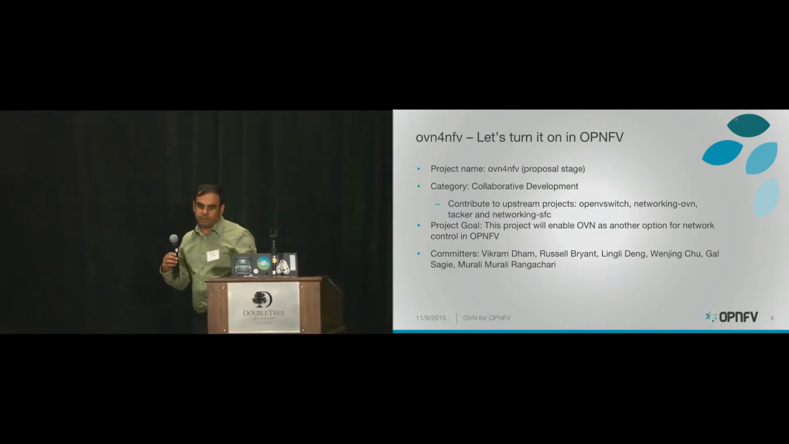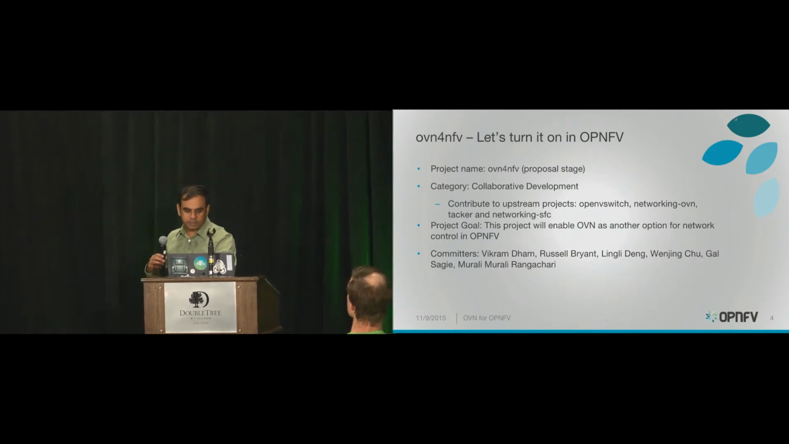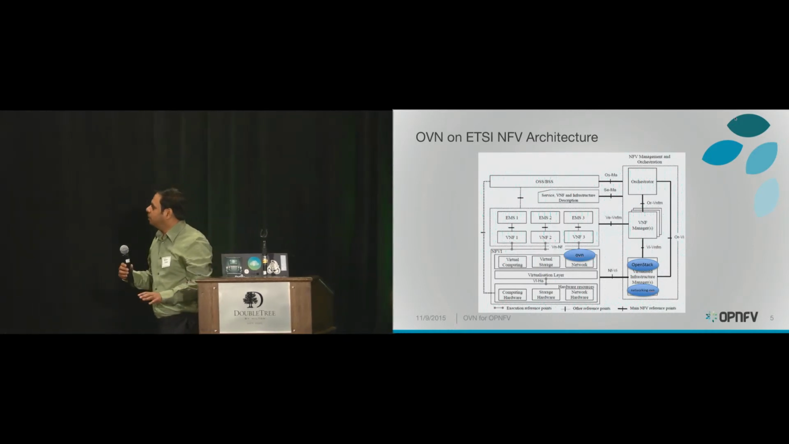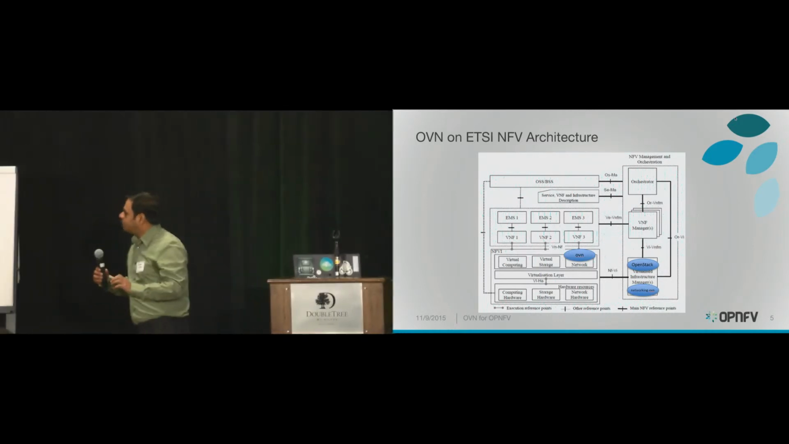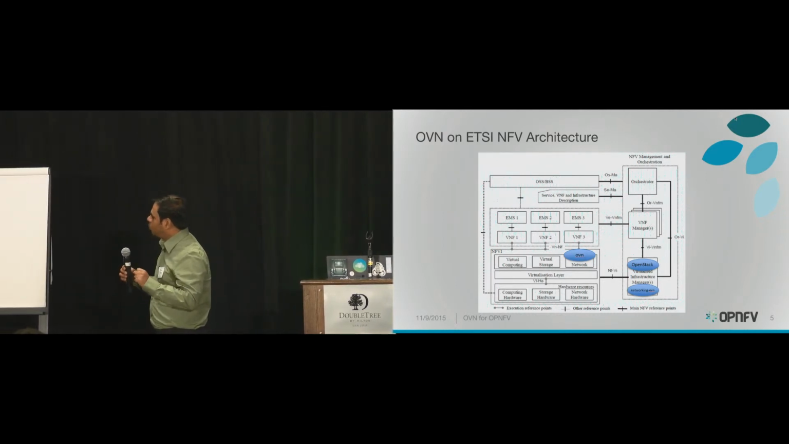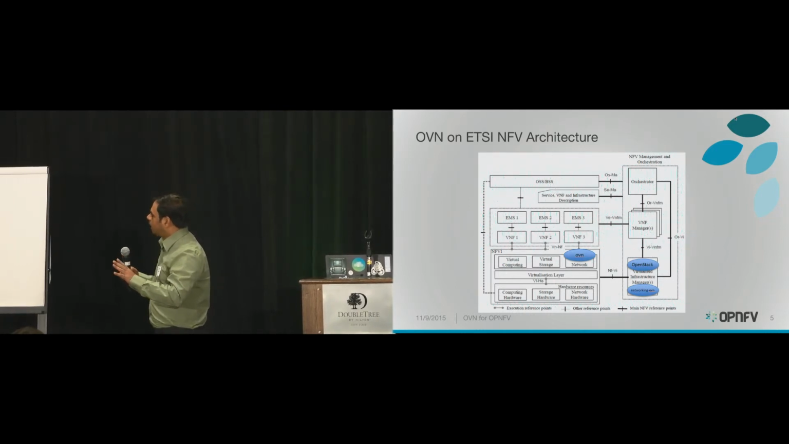The list is growing. If you are interested, please reach out to us, and we'll be glad to have contributors and committers to this project. This is the high-level diagram, which is the ETSI NFV architecture. For network virtualization, what we are hoping is that OVN would replace the Neutron agent on the hypervisor, and networking-OVN, which is developed in OpenStack, will be the controller orchestrating all these things.